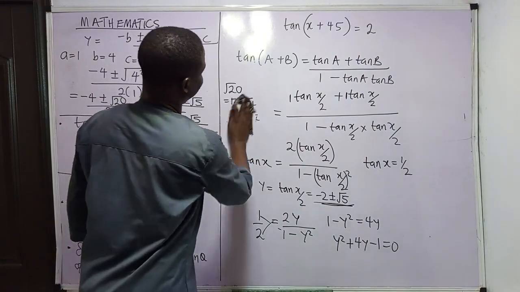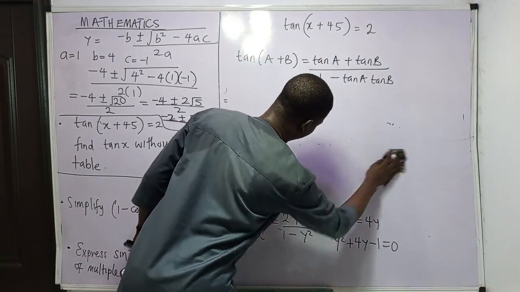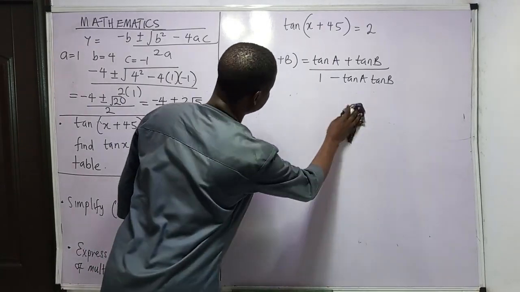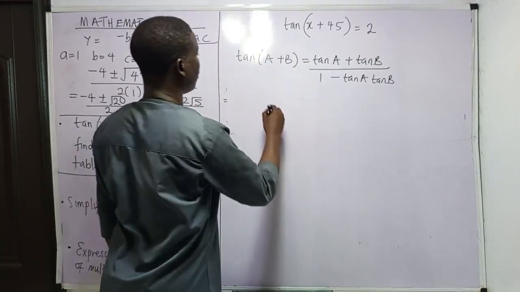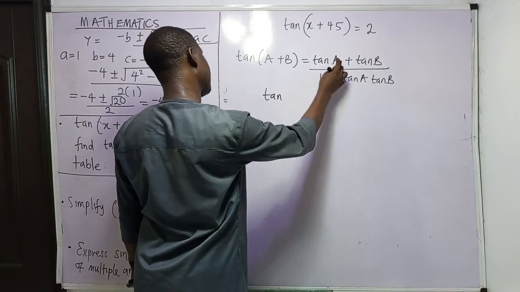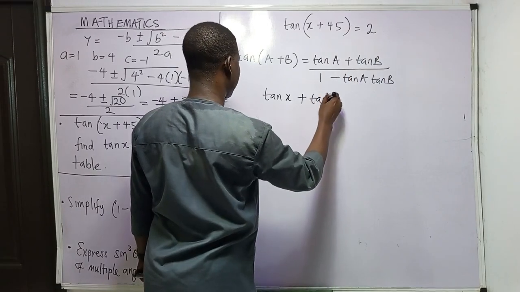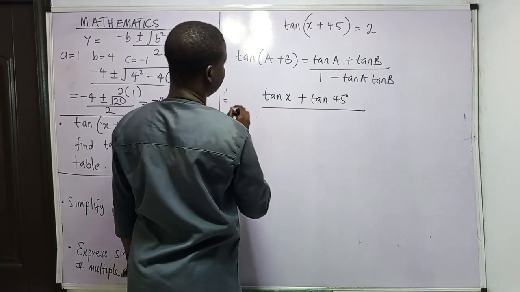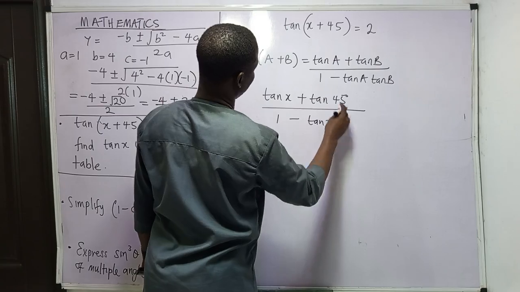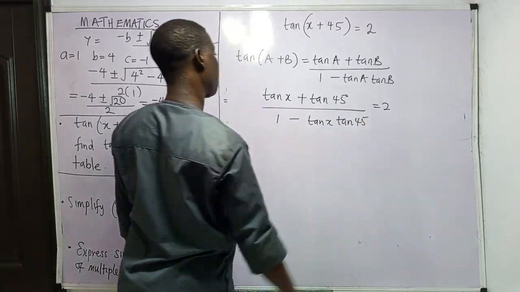Now we are going to repeat the same thing, different question with the same formula. So we are going to have tan A is x, and B is 45, so tan x plus tan 45 divided by 1 minus tan x, which is A, times tan 45, all equal to 2.